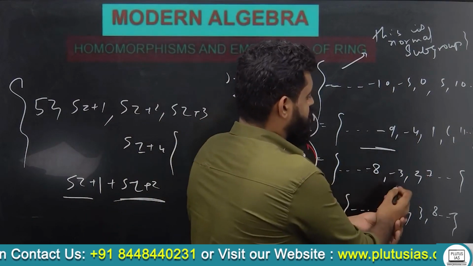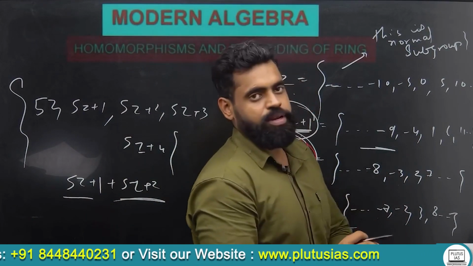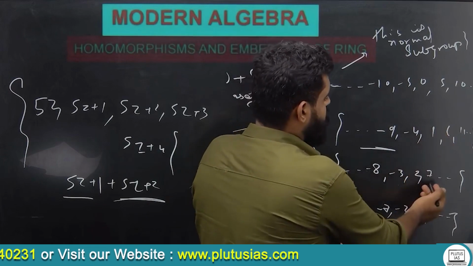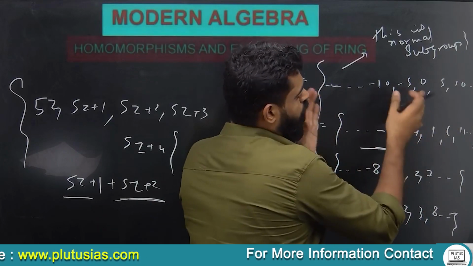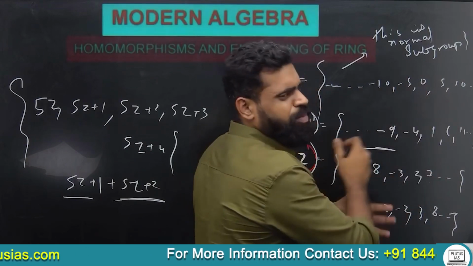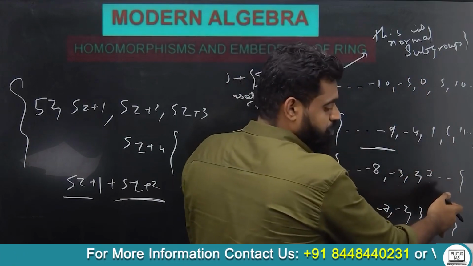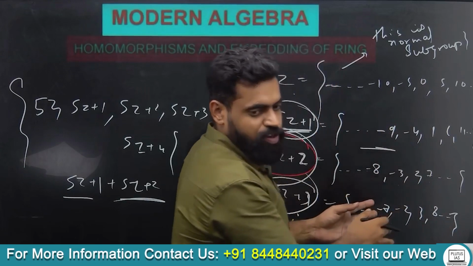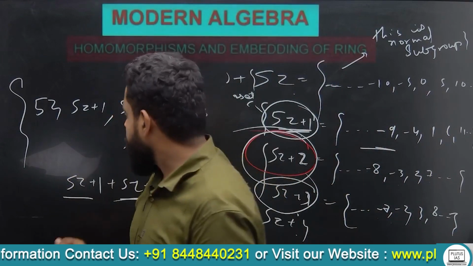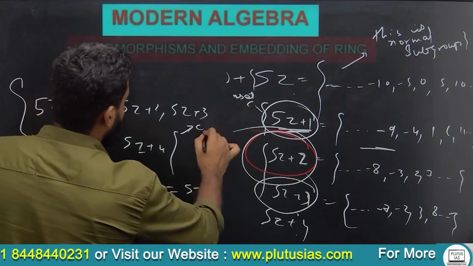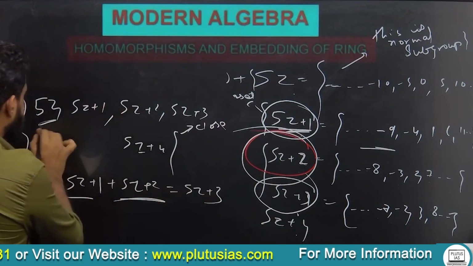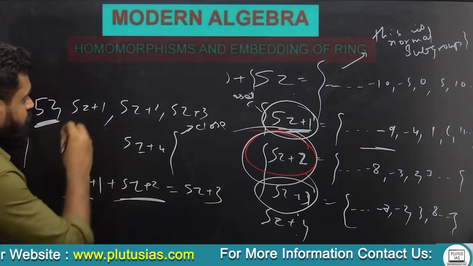Minus 4 plus minus 3, we get minus 7. If 1 is added to 7, we get 8. If 1 is added to minus 8, we get minus 7. So if all these elements are added at random in any order, we get the same group here. So 5Z plus 1 plus 5Z plus 2 gives 5Z plus 3. So it is closed. We have an identity here, 5Z. It is itself abelian.